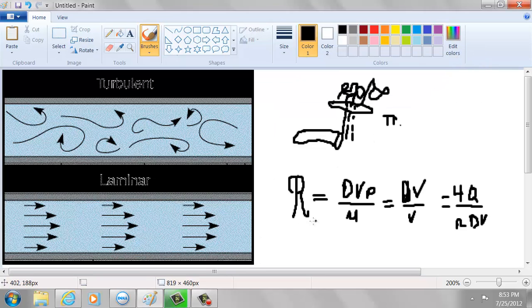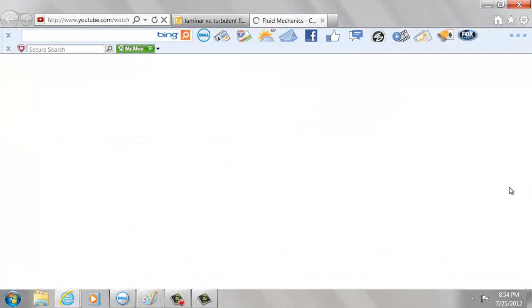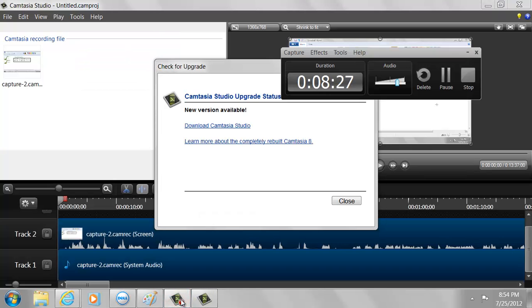So here's Reynolds number. Reynolds number, denoted by this fancy R, is equal to the diameter multiplied by the fluid velocity multiplied by the fluid density divided by the viscosity, which is equal to the diameter multiplied by the velocity divided by the kinematic viscosity, which is fluid viscosity divided by density. That's kinematic viscosity. Sorry about that. And it's equal to positive 4Q over pi times diameter times kinematic viscosity, Q being the volumetric flow rate.